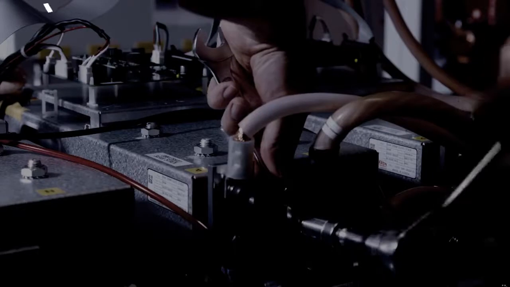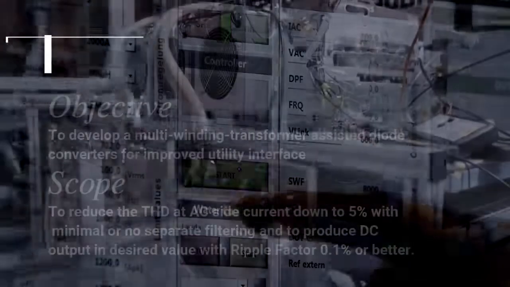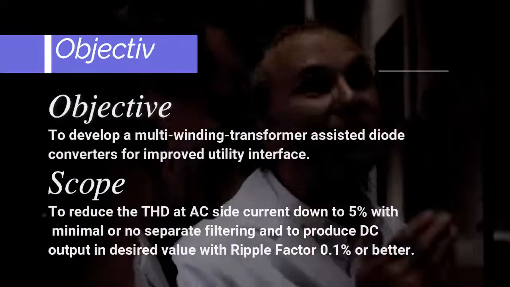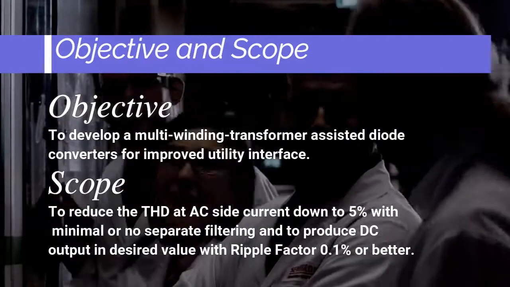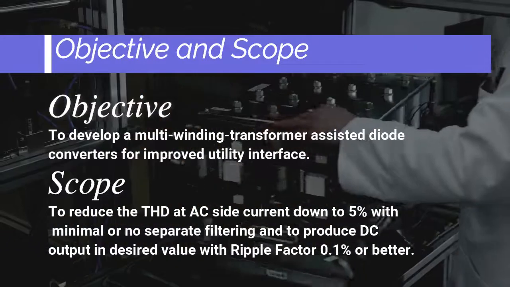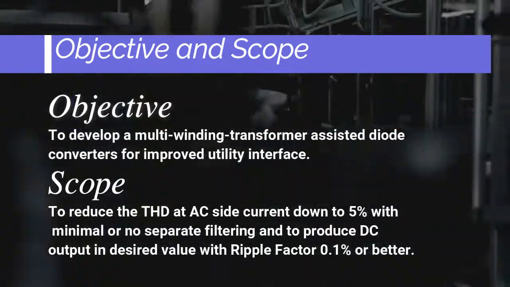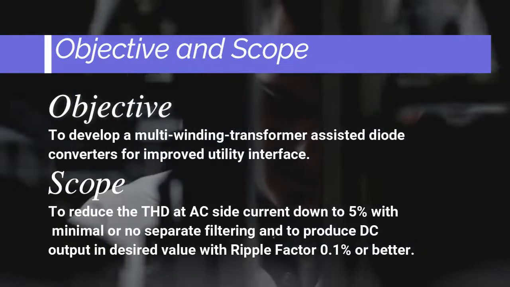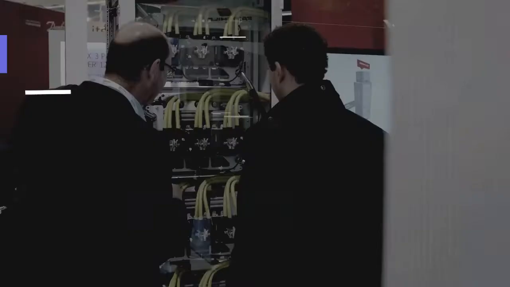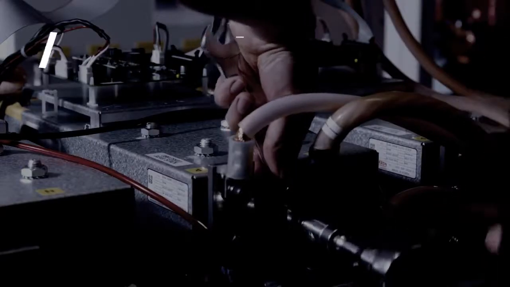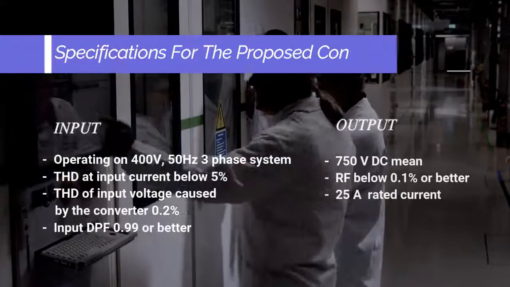We designed an AC to DC converter to mitigate the previously mentioned issues. Our objective is to develop multi-winding transformer-assisted diode converters for improved utility interface. And our scope is to reduce the THD of the AC side current down to 5% with minimal or no separate filtering and to produce DC output in the desired value with ripple factor 0.1% or better. These are our design specifications for the proposed converter.